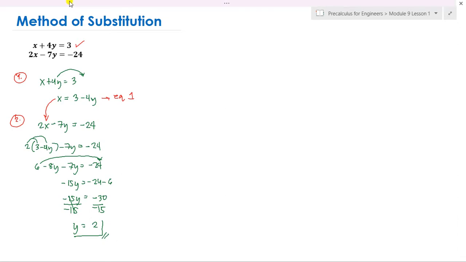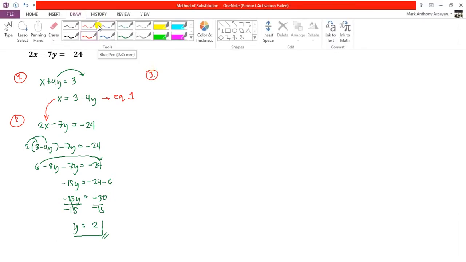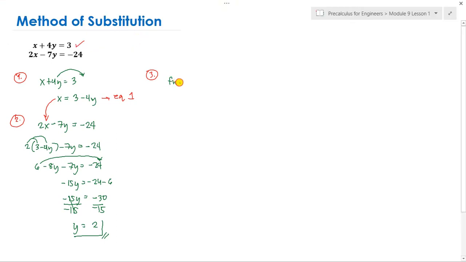Now, solving for the value of x, let's proceed to step number 3, wherein we're going to substitute the value of our y to equation 1. So we can say here, from equation 1, we have x is equal to 3 minus 4y, and then y is 2, so that is 3 minus 4 times 2. 4 times 2 is 8. Therefore, our x is equal to negative 5.